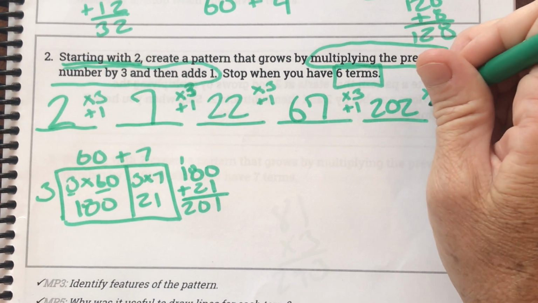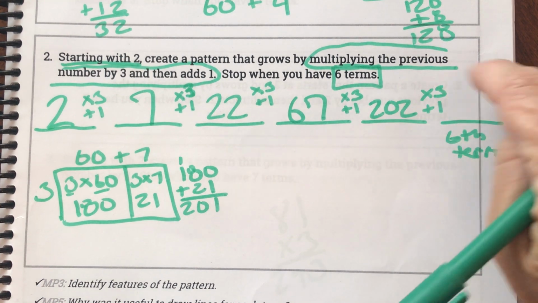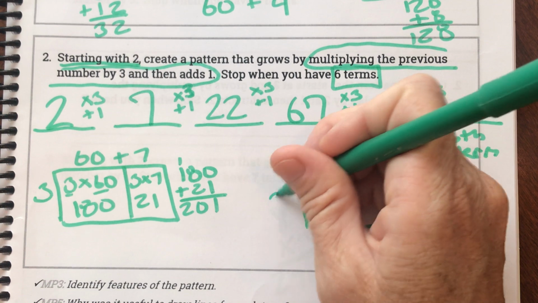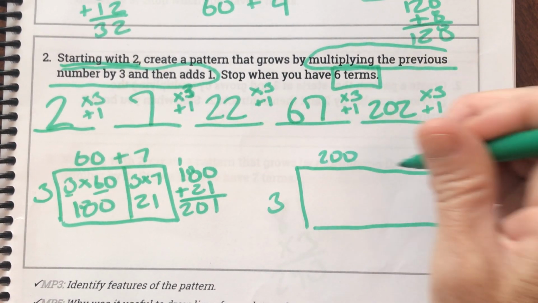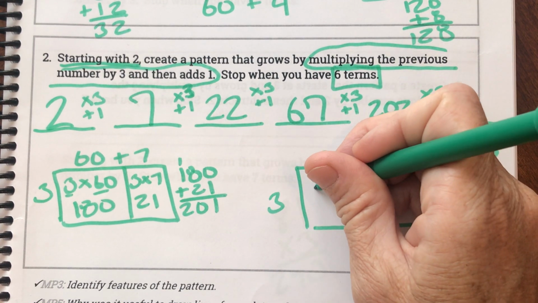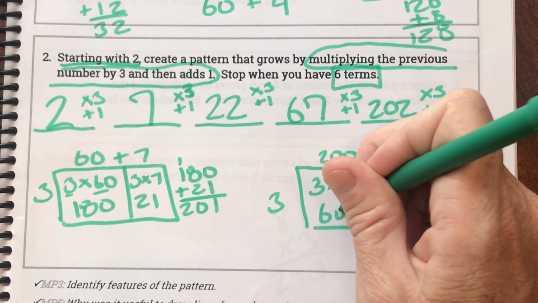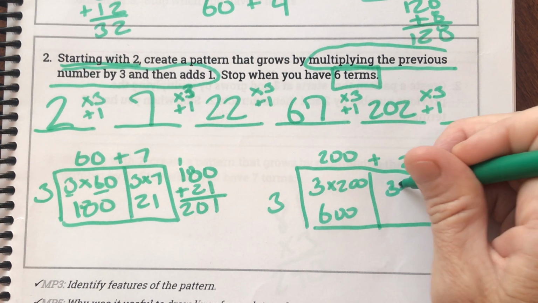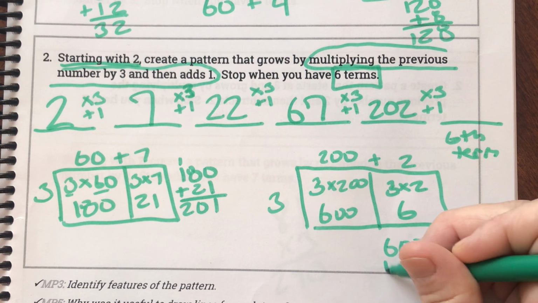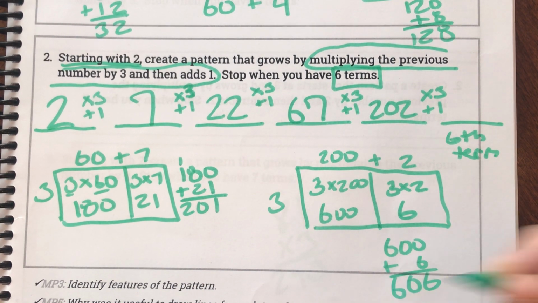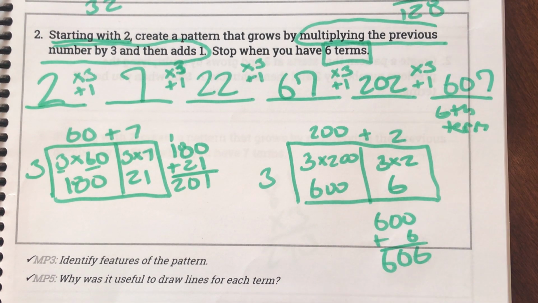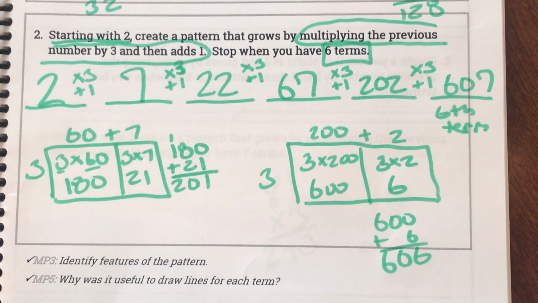Okay, we're getting there. Our final one, 202 times 3. Let's set up our area model. 200, we don't have anything in the tens place, but we have a 2. So 3 times 200 is 600. 3 times 2 is 6. So I get 600 plus 6 equals 606. Plus 1 would be 607.